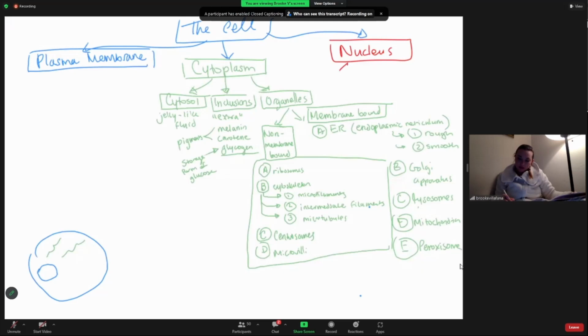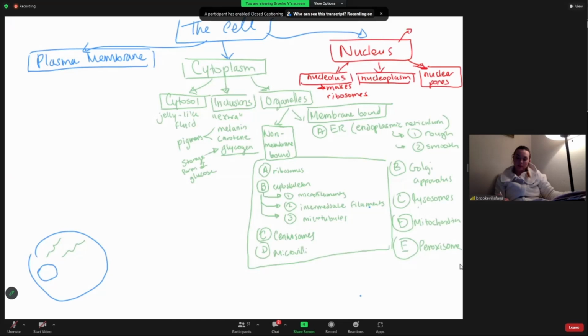So let's do the nucleus. For the nucleus, you would have the nucleolus, right? And the nucleolus has a very simple function. It makes ribosomes, okay? And then the next one is the nucleoplasm. The nucleoplasm is basically kind of like the cytoplasm. It would be like the jelly-like fluid in the nucleus. Nuclear pores, those are like the pores or entrance, and we'll talk more. And then nuclear envelope. Those are the key terms inside the nucleus, okay?